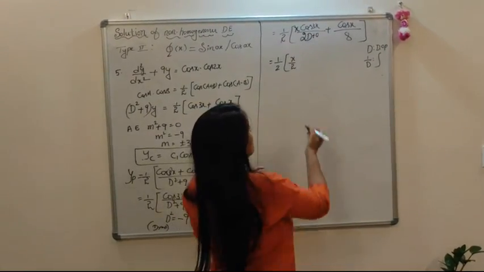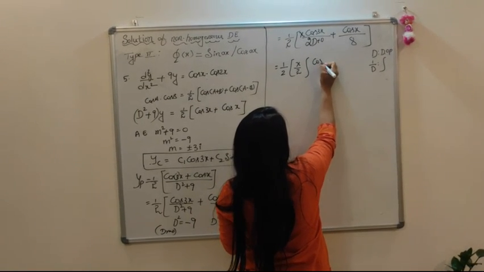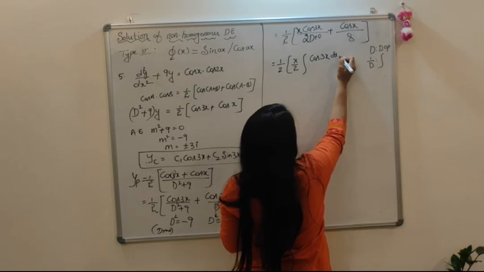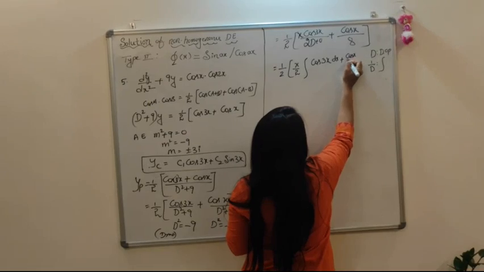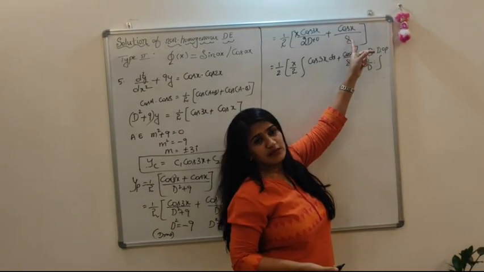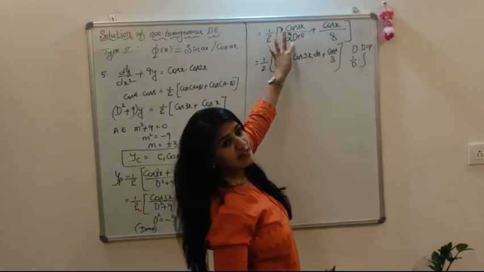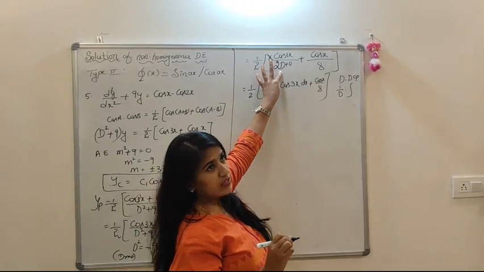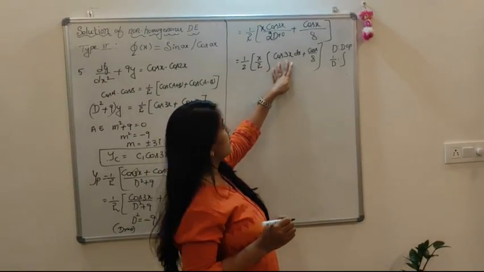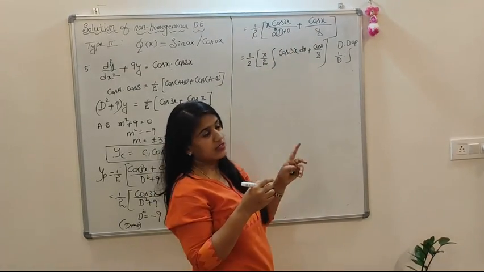So 1 by 2 is constant. 1 by D I will write as integration of cos 3x dx, plus cos x by 8. This completes the second term. There is no D term, only in the first term we have D in the denominator. There is no D square. If you find integration difficult, you can multiply and divide by D also. I'll explain after this.